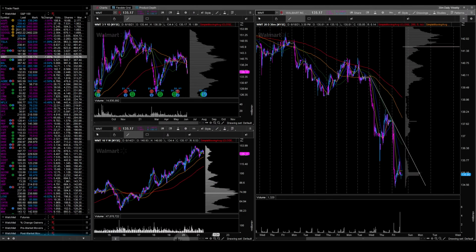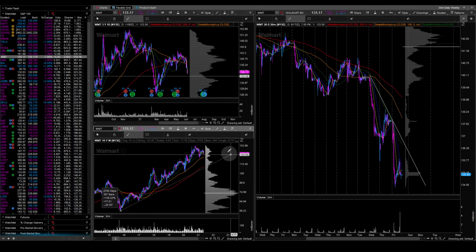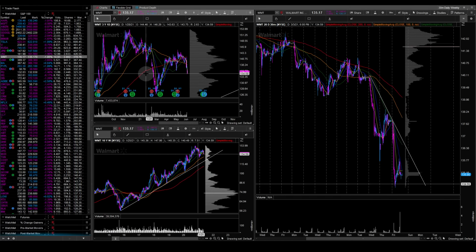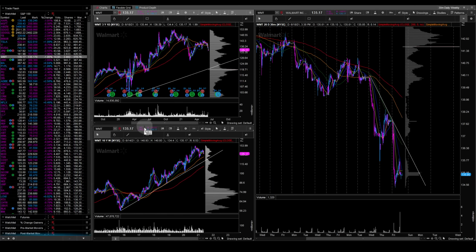alright, so there's your local trend line, and then longer term on the weekly, it's not in trouble yet. See, it's right there. So not a big deal. Let's see on the daily.